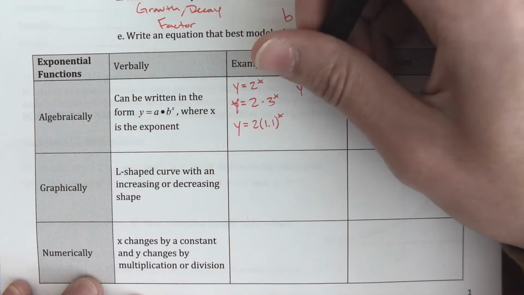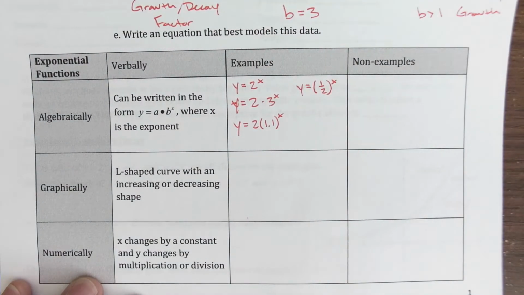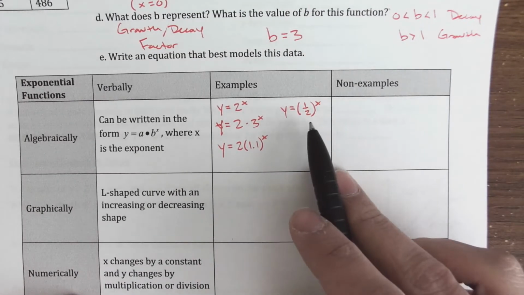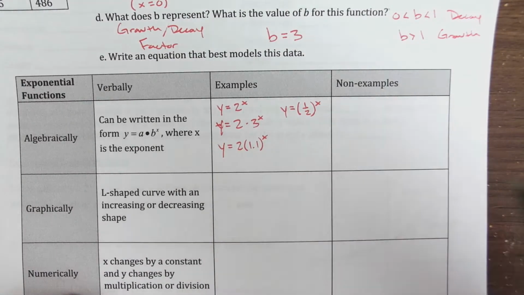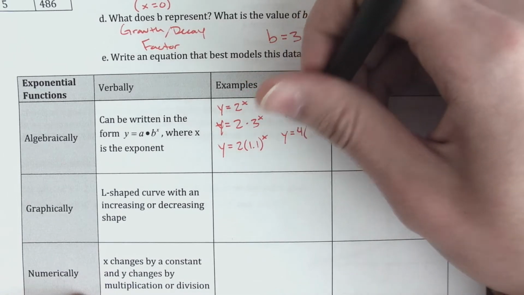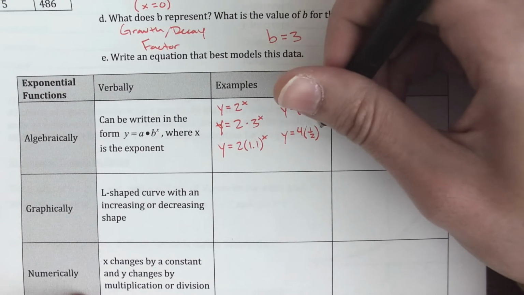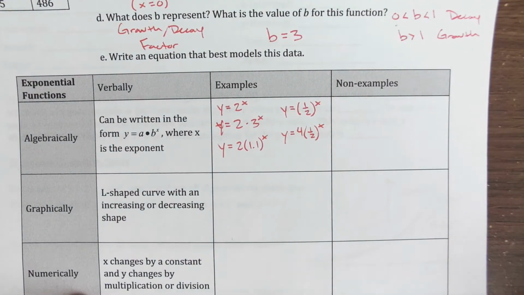We can have examples of exponential decay, so y equals 1/2 to the x. So again, this b value is between 0 and 1, so we're looking at exponential decay. And as always, you can multiply as well. So an initial value of 4 with a decay factor 1/2 would look like this.